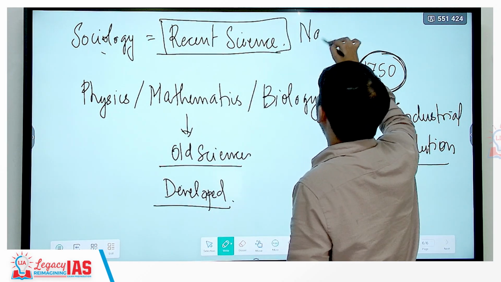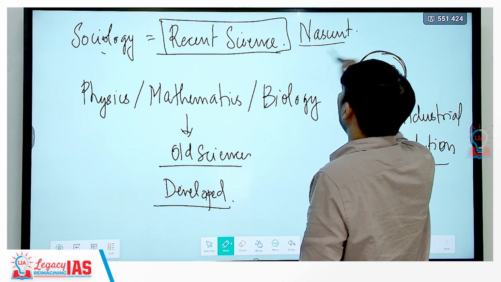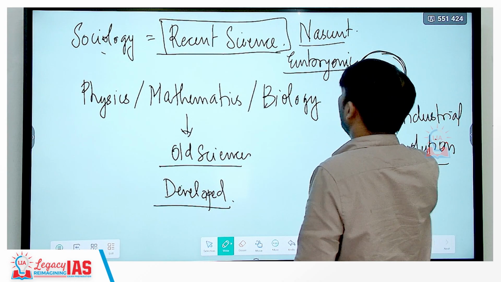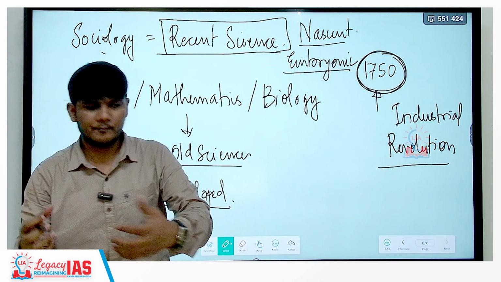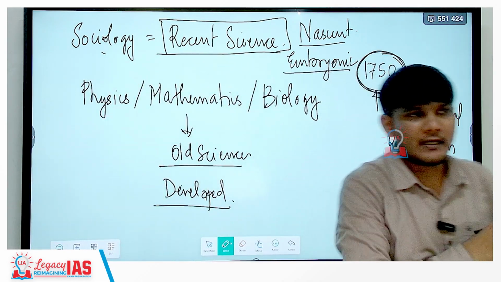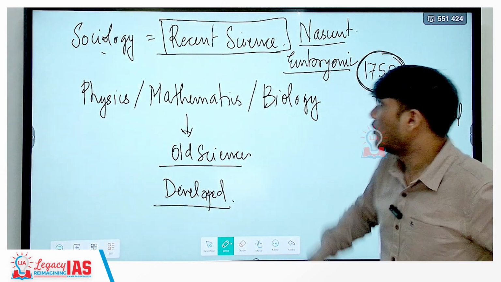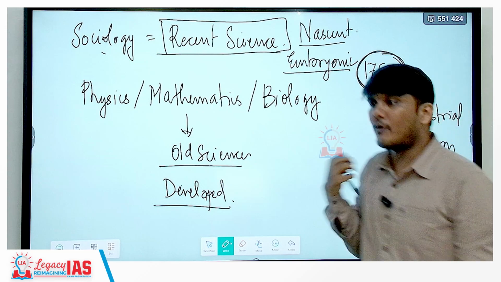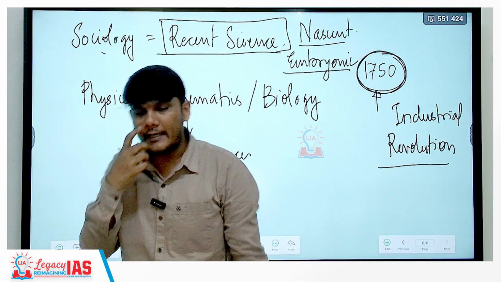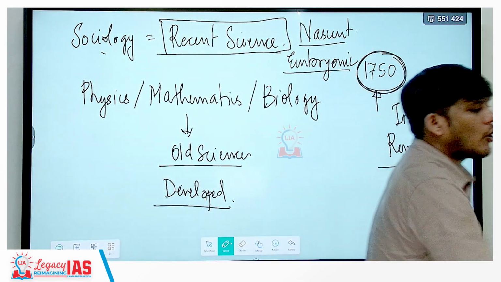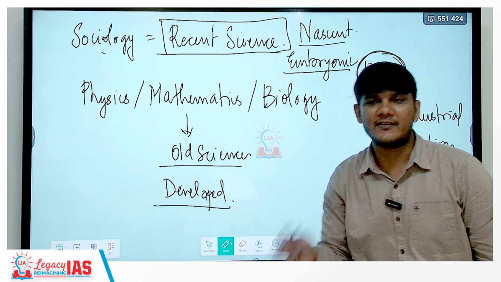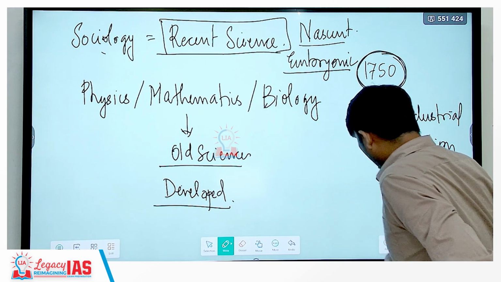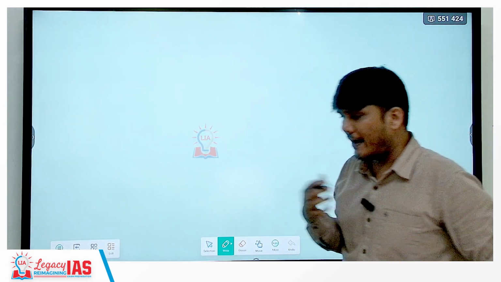Recent science as in it is in a very nascent or embryonic stage. Like the embryo of a living being, when it is not completely formed yet. That is why you will come across times wherein sociology borrows certain concepts from certain different types of sciences. Okay, so here functionalism is also borrowing from, let's say, biology, right?